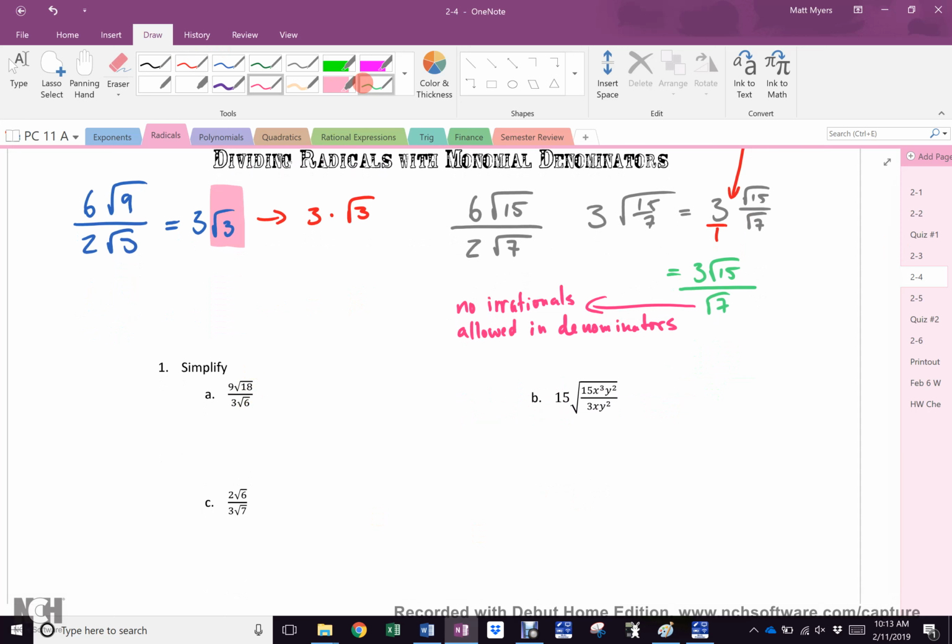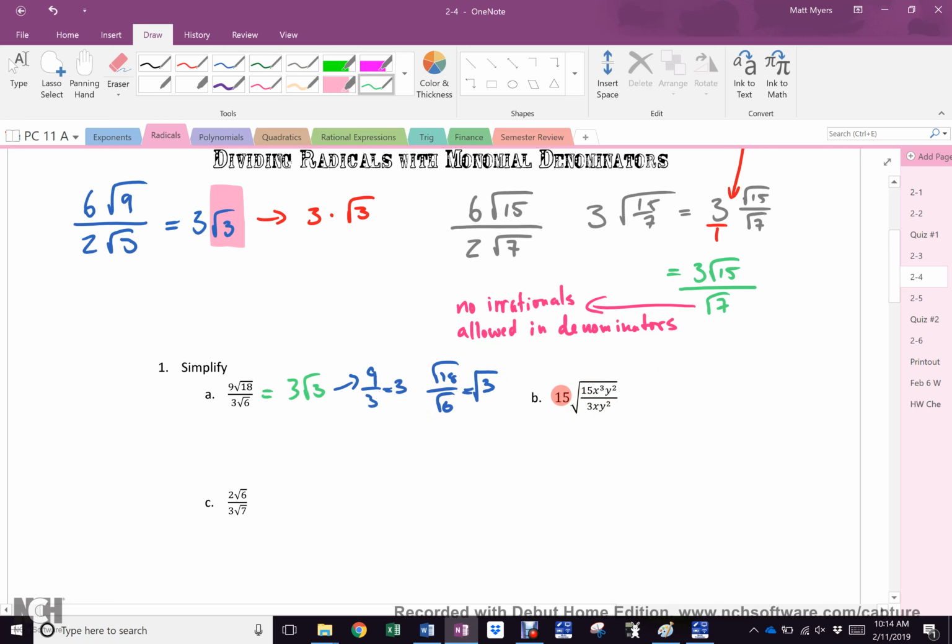You're intelligent young people. What is the answer here? Three root 3. Why, Jashin? 9 over 3 equals 3. And the root of 18 divided by the root of 6 equals 3. Since it's all under a root, it stays under a root. Agreed? Great. What is this one?